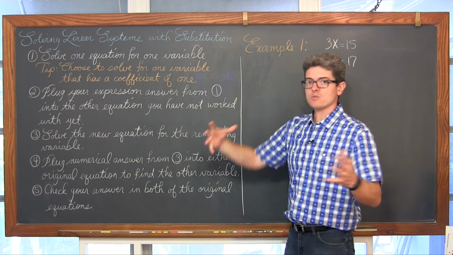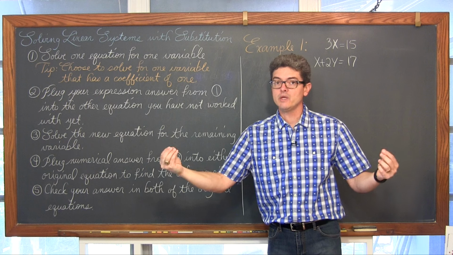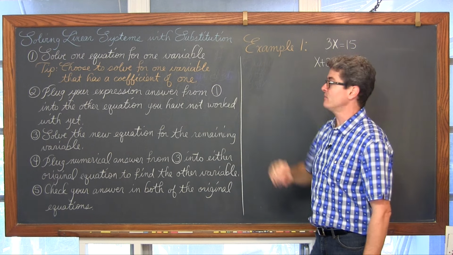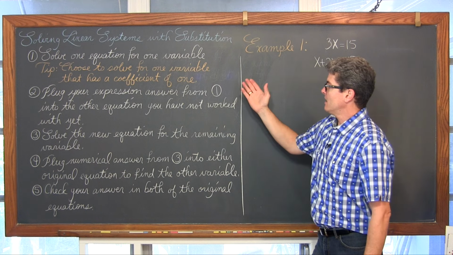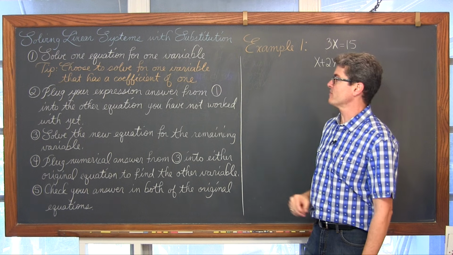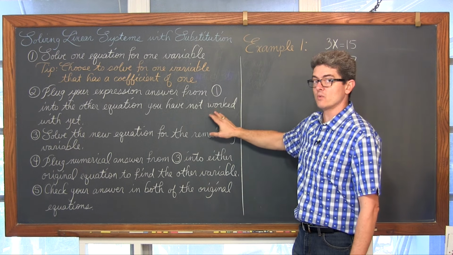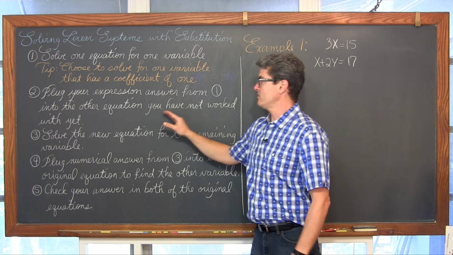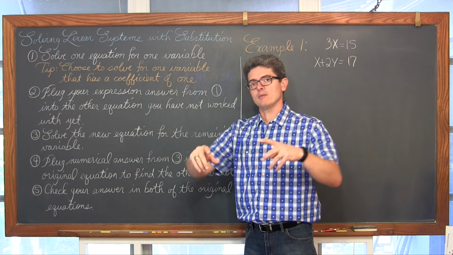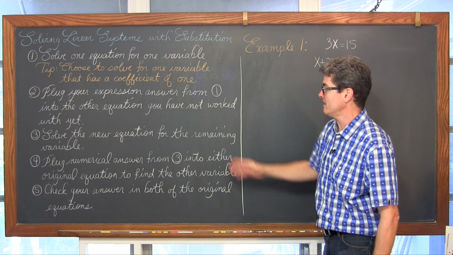But step 2 is really where you're bringing two equations and plugging them in together to make one new equation with only one variable. And that's really the substitution part of this process. You want to plug or substitute your expression answer from step 1 into the other equation you have not yet worked with. It's very, very important. If you pick an equation, solve it for a variable, and then plug that value back into the same equation, you're just going to go around in a circle and not get anywhere.